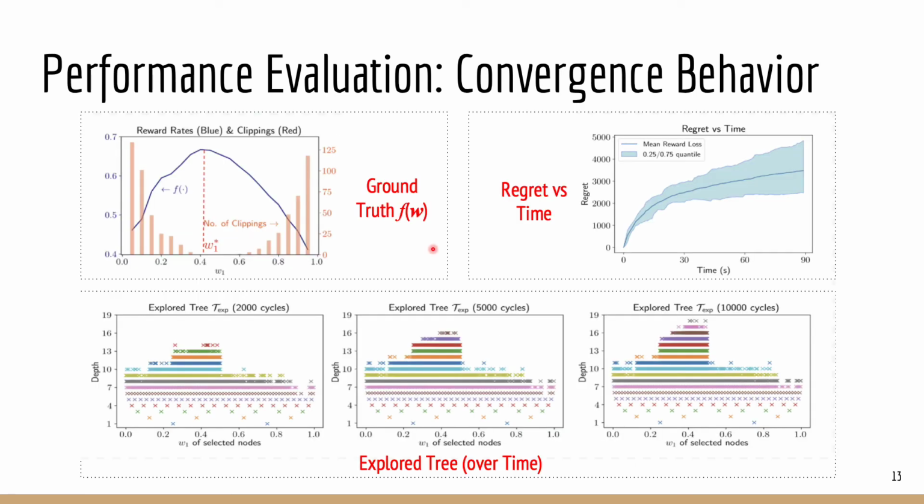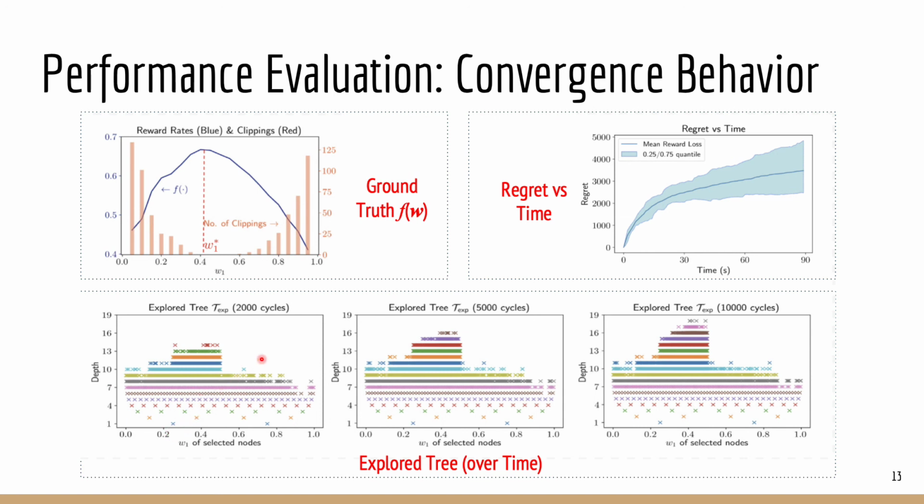So here are the results. In the top left figure, this blue curve is the ground truth f obtained by simulating every weight vector in advance, and the optimal weight distribution is around 0.4, 0.6. Then I apply CHOOK. The 3 figures below are the explored tree over time with CHOOK. Here, each dot represents a sample. The x-axis is its corresponding weight value, and the y-axis represents which depth of the tree this sample belongs to.